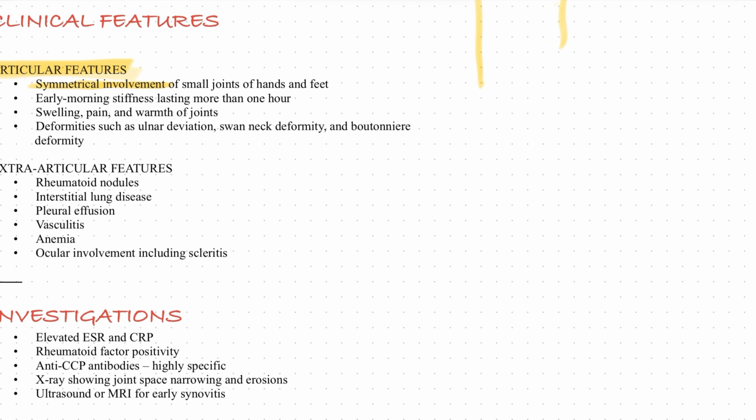Symmetrical involvement, it is given in the definition itself. It will be symmetrical. Small joints like hands and feet. Early morning stiffness lasting more than 1 hour. Swelling, pain and warm joints. Deformities such as ulnar deviation, swan neck deformity. Swan neck deformity is nothing but just take your finger and bend it like this. So it resembles a swan.